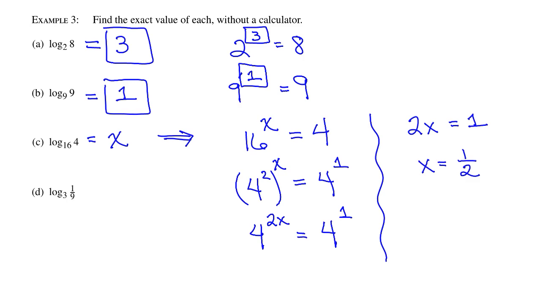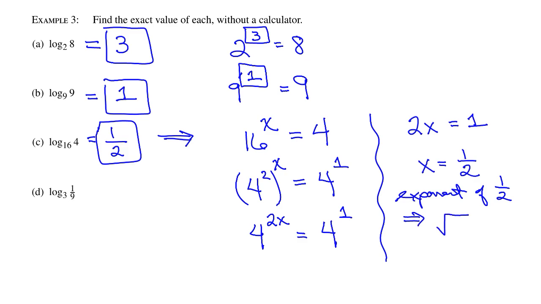So instead of saying x, we actually say 1/2. Notice that an exponent of 1/2 is actually equivalent to a square root, because a square root is the half power. And that makes sense here. We're taking a base of 16, and what do we need to do to 16 in order to get a 4? We need its square root. And so that means log base 16 of 4 is 1/2.